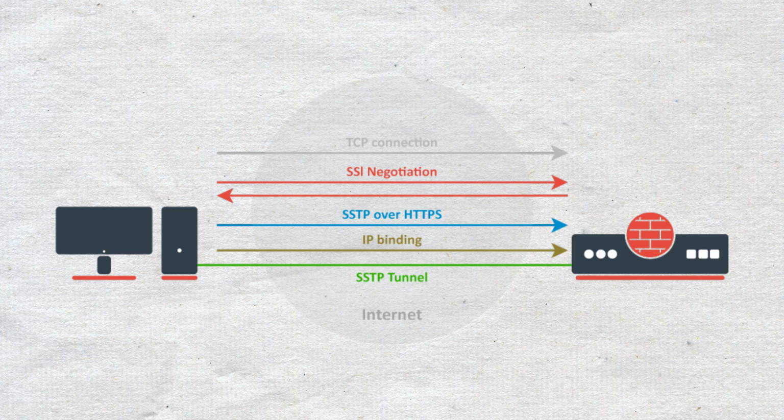Once SSL verification succeeds, the client sends SSTP control packets over the HTTPS session, which forms the actual SSTP tunnel. The client authenticates, and IP addresses are assigned to the SSTP interface. The SSTP tunnel is now up and ready for encrypted communication.